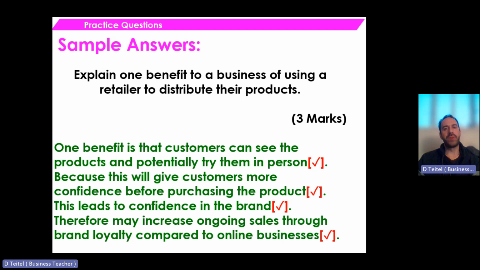All right, explain one benefit to a business of using a retailer to distribute their products. So one benefit is that customers can see the products and potentially try them in person, because this will give customers more confidence before purchasing the product. This leads to confidence in the brand, therefore may increase ongoing sales through brand loyalty compared to online businesses.